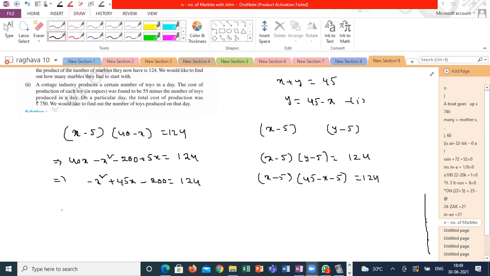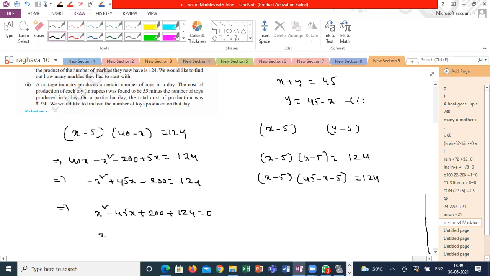What is the standard equation you got? I'm taking all these things to this side: x square minus 45x plus 200 plus 124 is equal to 0. This is x square minus 45x plus 324 is equal to 0.